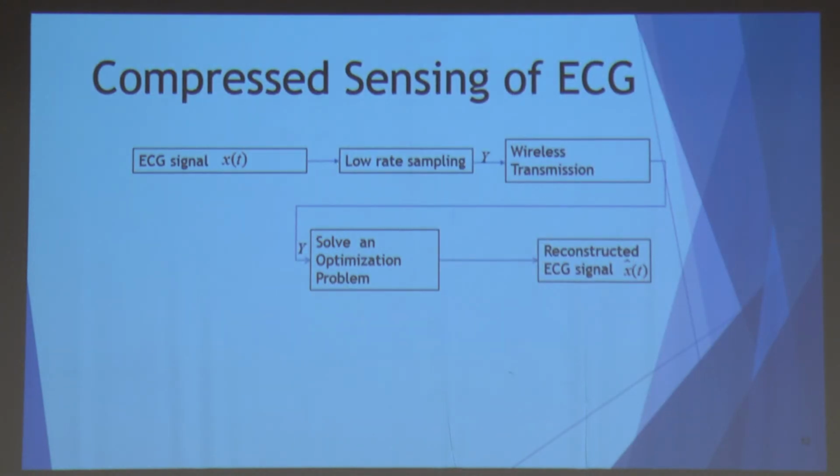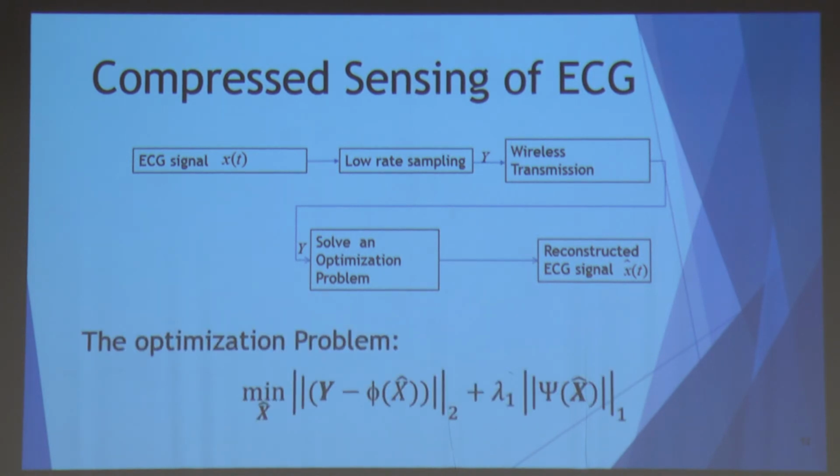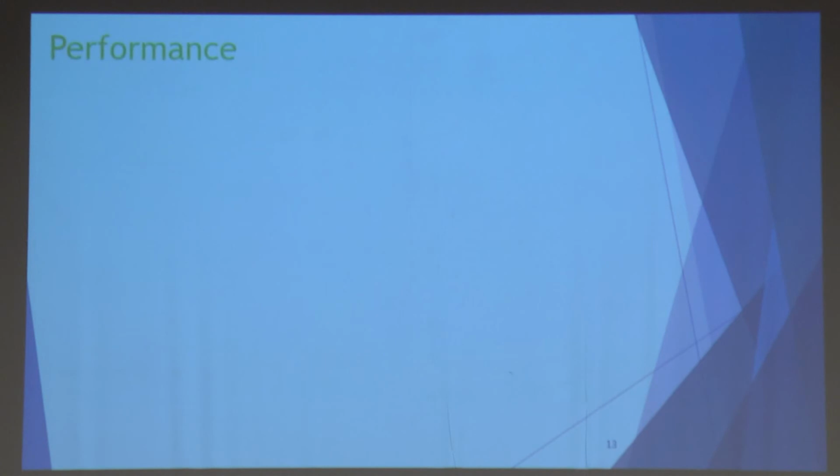The compressed sensing of ECG is just another compressed sensing mechanism. We have the ECG signal, low rate sampling, transmit it over a wireless media, and then solve an optimization problem in order to reconstruct the ECG signal. And the optimization problem is the one which we all know from compressed sensing.